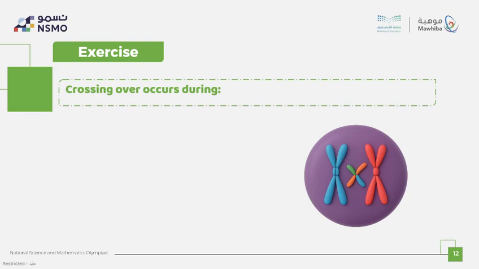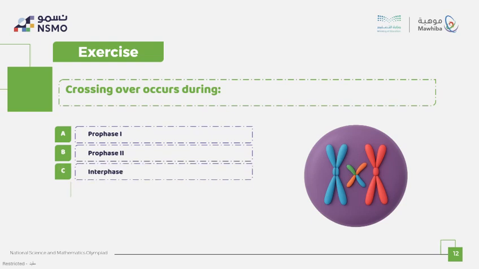Crossing over occurs during prophase 1, prophase 2, interphase, or prophase of mitosis? Okay, the main concept here: crossing over is the exchange of genetic material between homologous chromosomes, and it happens only when homologous chromosomes pair tightly. This pairing happens during prophase 1 of meiosis. So here, prophase 1 is the right answer.